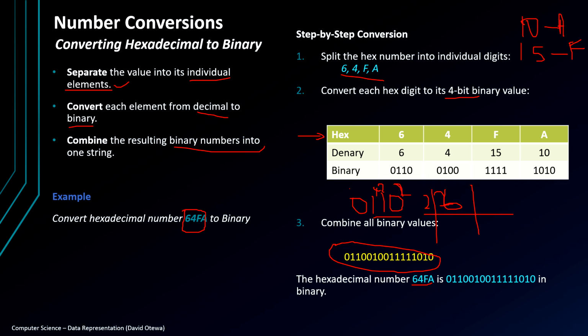So after combining them, we find that's our answer. 64FA, our hexadecimal, is 0110010011111010 in binary. That's how we convert.